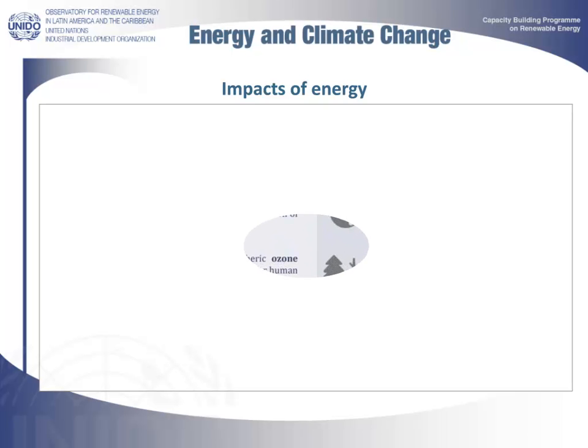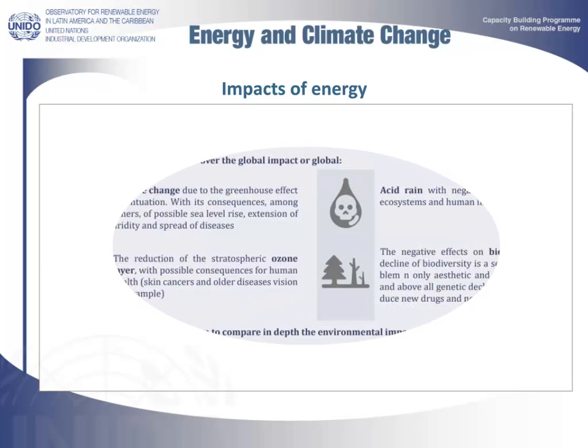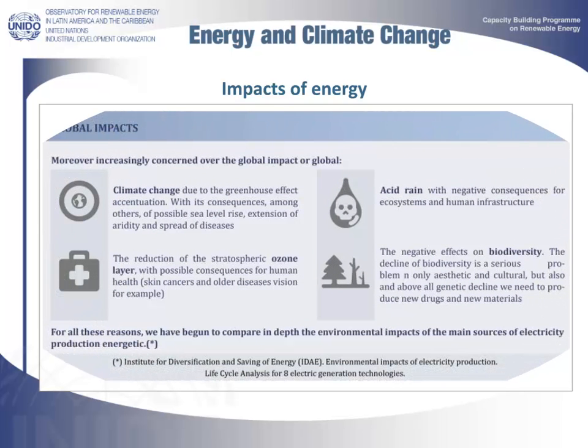Let's have a look at how we go about carrying out a life cycle study, in this case applied to the different sources of energy generation. To do this, we must first consider the global impacts of the different energy sources, shown in a table prepared by the Spanish Institute for the Diversification of Energy, IDAE. We see that these impacts include climate change, the failing ozone layer, acid rain, and effects on biodiversity.